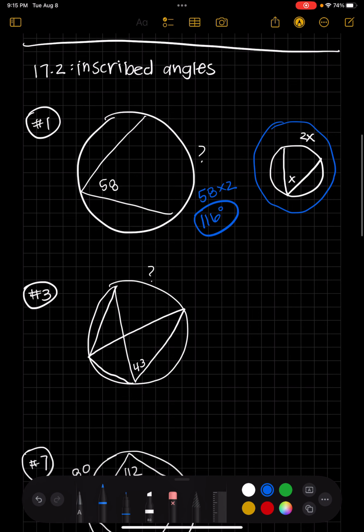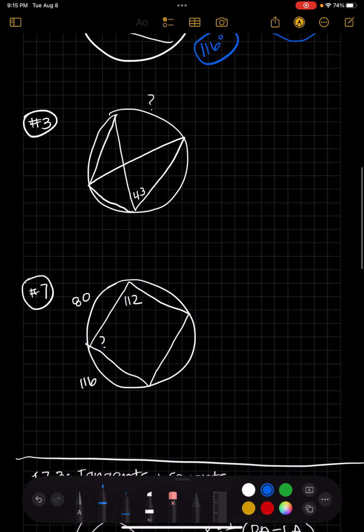All right, and then question number 3, this one looks more complicated, but it's the same thing, because what I'm going to do is look at where this 43 angle starts and stops. So it starts right here, goes down, and then pops back up. So I'm only concerned about right here, which, good news, is what they're looking for, that question mark. So we can use the same formula and just say it has to be 43 times 2, which is 86. So my answer is 86 degrees.